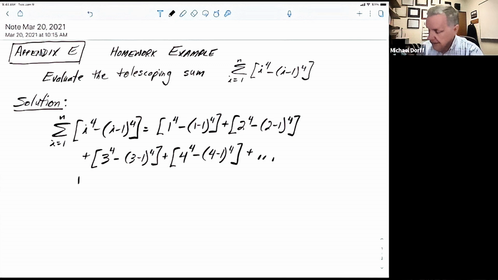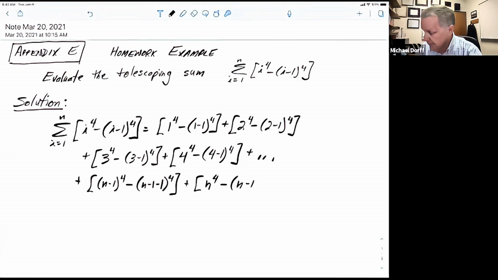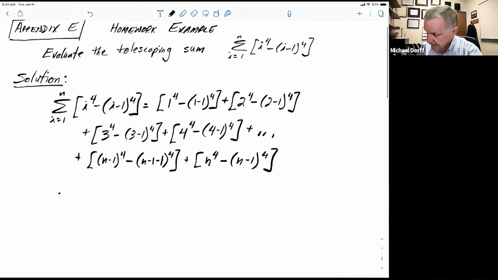All right, now we're going to keep doing this pattern until we get to the very end. The last term is n, so the second to the last one would be n minus 1. So i equals n minus 1, we're going to get (n minus 1) to the fourth minus (n minus 1 minus 1) to the fourth. And then the last term would be i equals n, so I get n to the fourth minus (n minus 1) to the fourth.